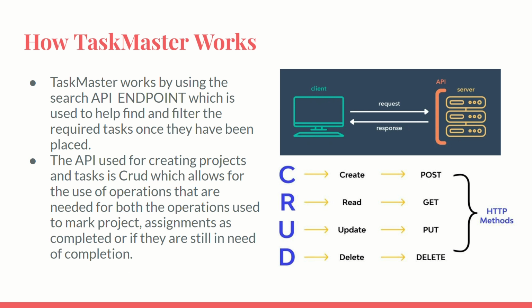How TaskMaster works. TaskMaster works by using the Search API endpoint, which is used to help find and filter the required tasks once they have been placed. The API used for creating projects and tasks is CRUD, which allows for the use of operations that are needed for both, and is used to mark project assignments as completed or not if they are still in need of completion.